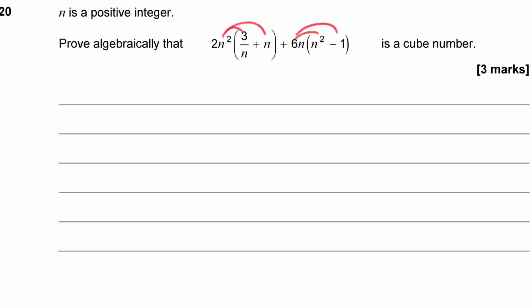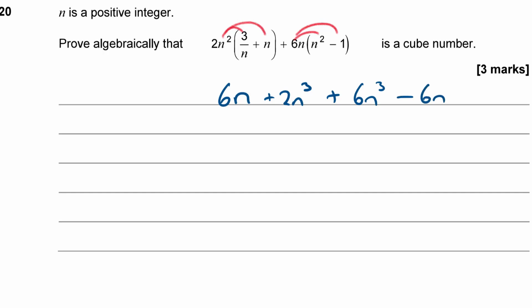2n squared times 3 over n. Well, 2 times 3 is 6, so I'm going to get 6 as my coefficient. And then I've got n squared times 1 over n, which is basically n squared divided by n, isn't it? So that's going to give me 6n. And then if I multiply 2n squared by n, I'm going to get 2n cubed. Plus, what am I going to get from the second bracket? 6n times n squared. That's going to give me 6n cubed. And then I'm going to get 6n times minus 1, which is minus 6n.